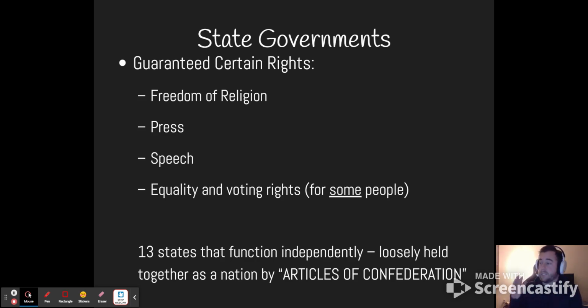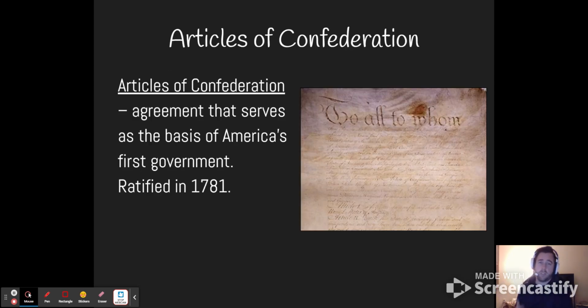So there are 13 states that function independently. There is an overarching document that unifies all these states. There are several dozen analogies I could go with here, but think about a patchwork quilt, except instead of really neatly stitched together, really tight, where you can cuddle with it when it's cold outside, this is more of a patchwork quilt where every state is just single threaded to each other. We're looking at a time where different states had different currencies.